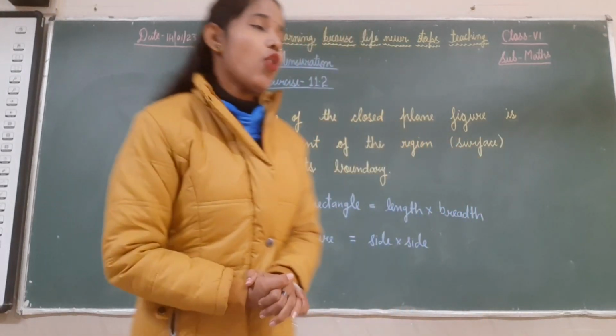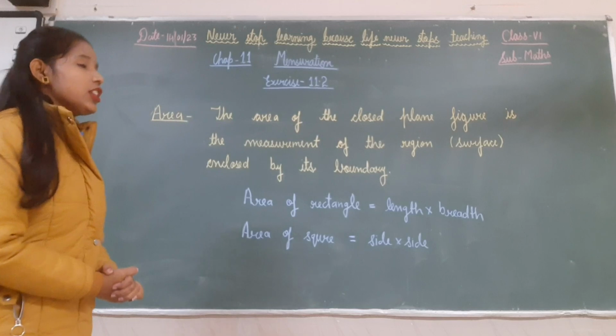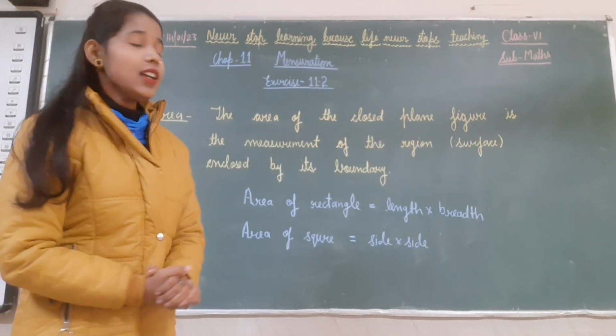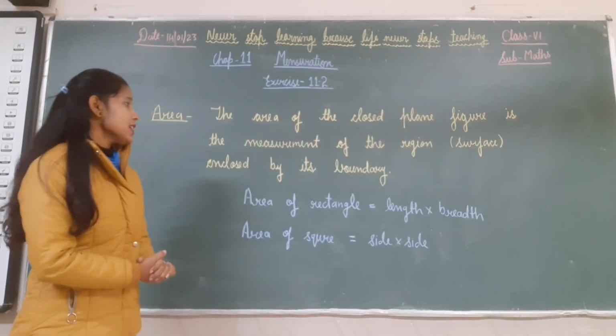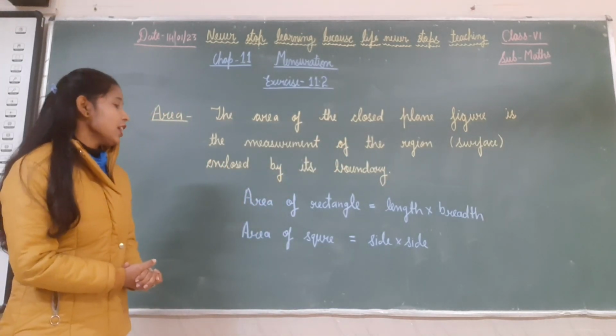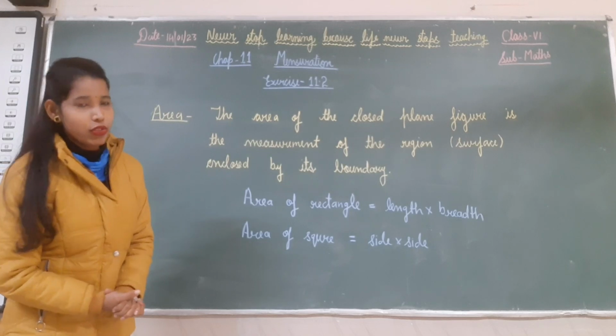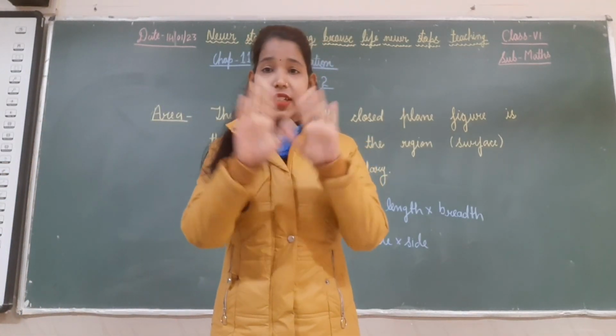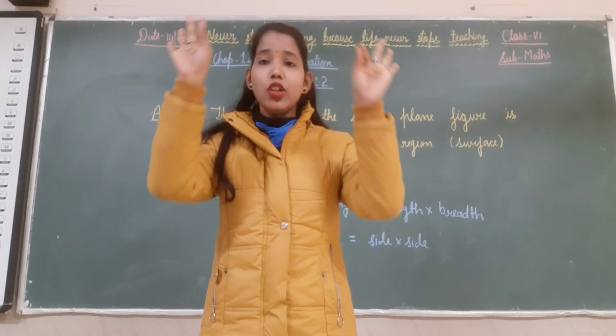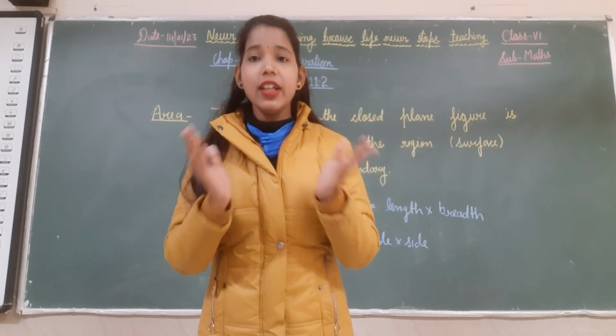Okay, so let's see what is area. Let's recall the definition of area. The area of a closed plane figure is the measurement of the region enclosed by its boundary. So that is called area. That means the region which is covered by any closed boundary is called area.